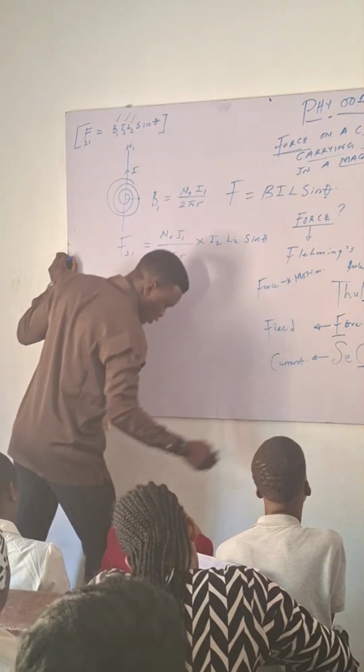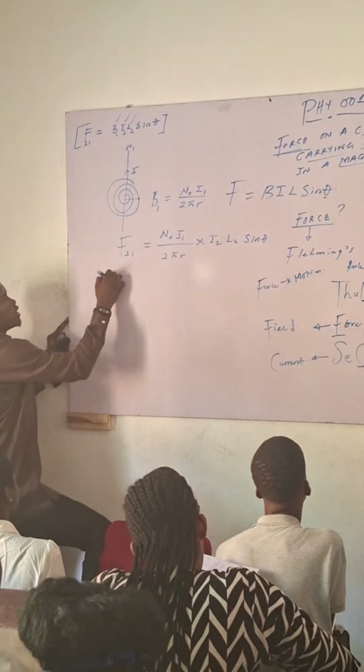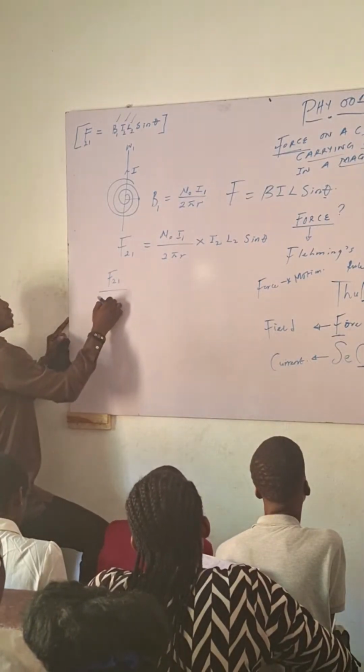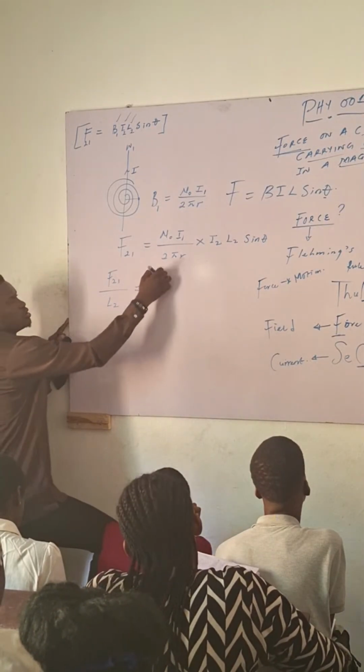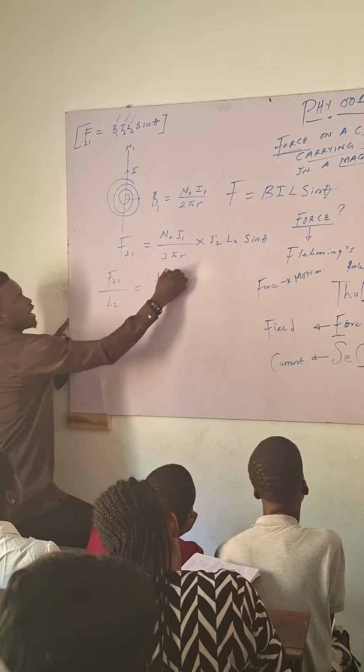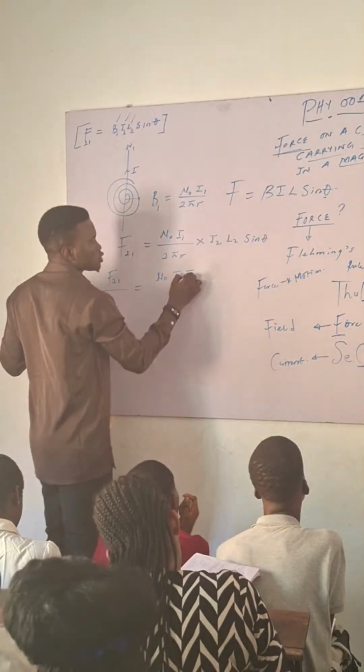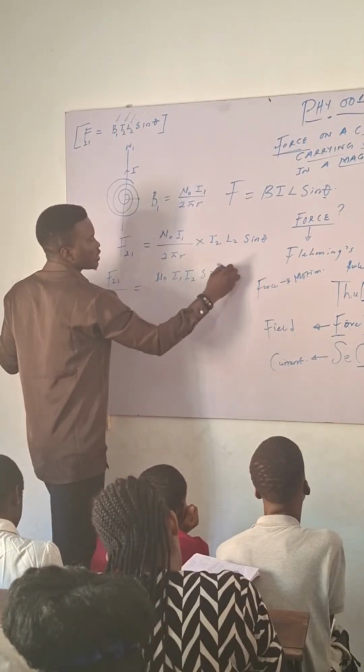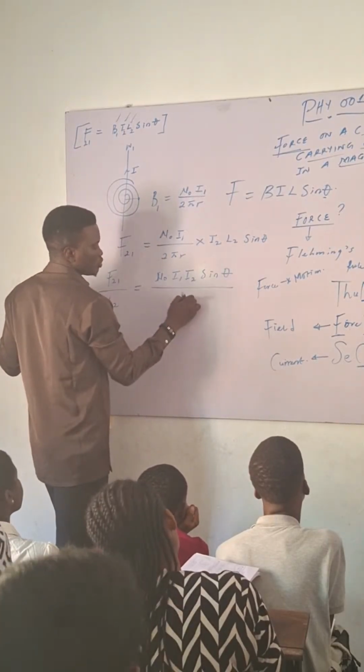So in some questions, they can say you should calculate the force per unit length. And that is going to be mu naught I1 I2 sin theta all over 2 pi r.